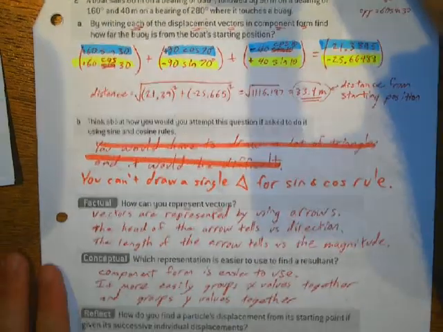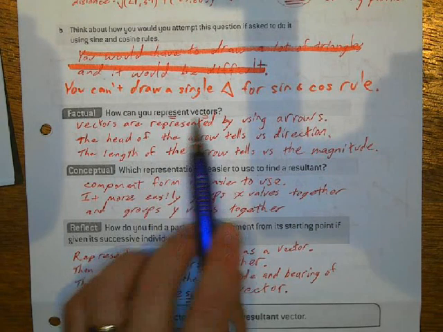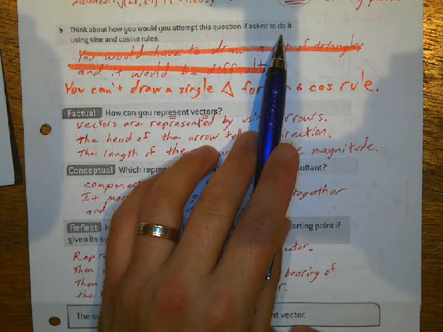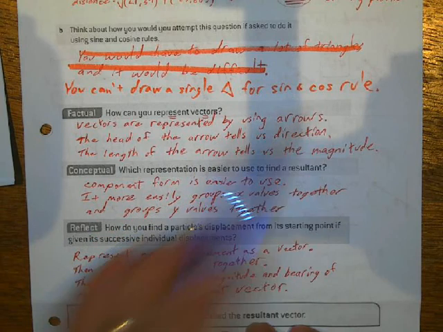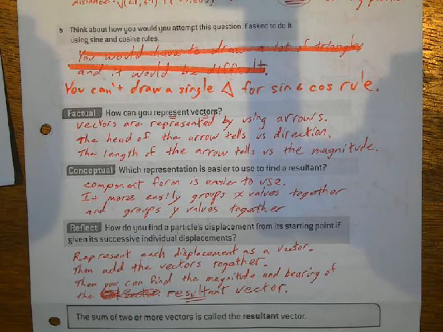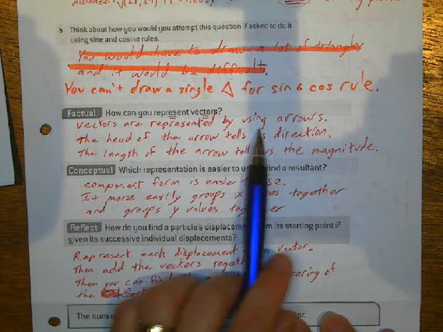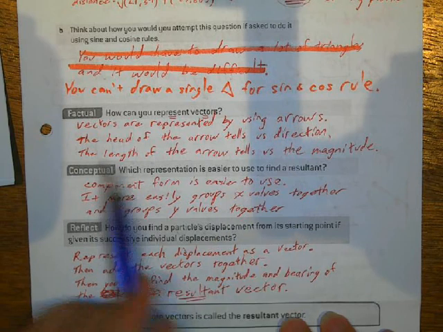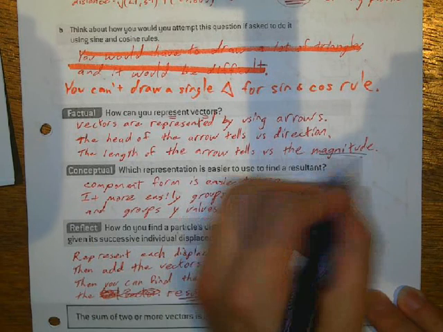So for the next definitions, you might want to hit pause. How can you represent vectors? Think about how you would attempt this question if they asked you to use sine and cosine rules. You can't draw a single triangle for the cosine rules because there's 3 different components. Okay. How can you represent vectors? So vectors are represented using arrows. The heads of the arrows tell us the direction. The length of the arrow tells us the magnitude. The magnitude is equal to distance.